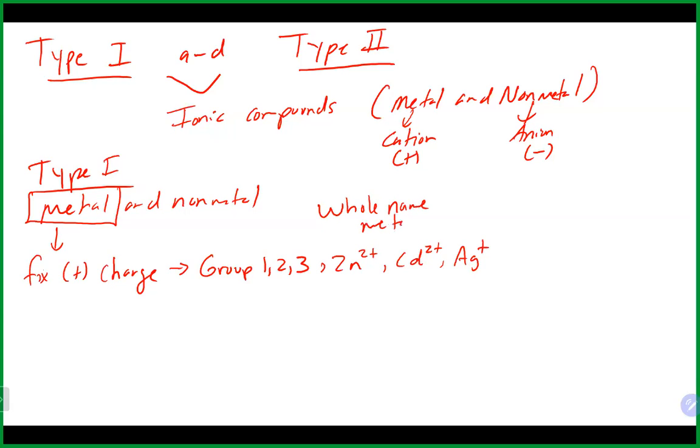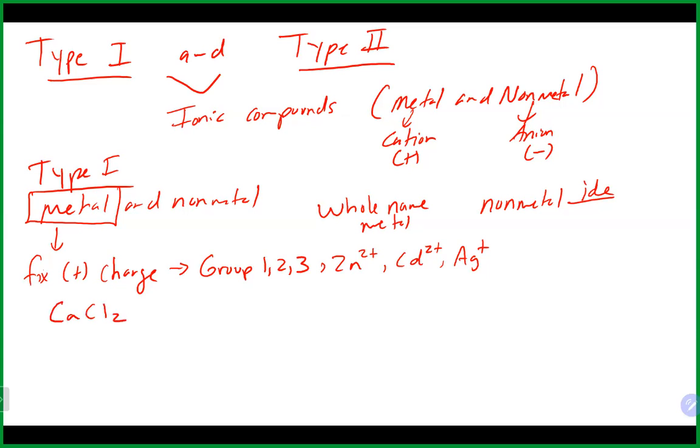And this is regardless of how many there are of it. We just simply use the whole name. And it's the nonmetal that gets the IDE at the end of it. So we draw kind of the last part of the name of the nonmetal and we replace it with the IDE.